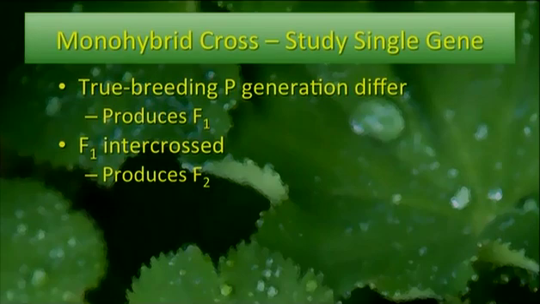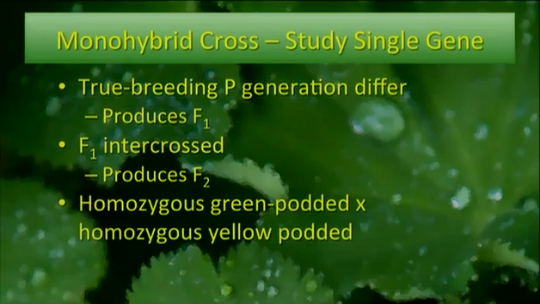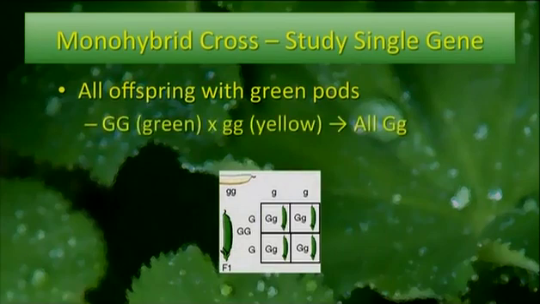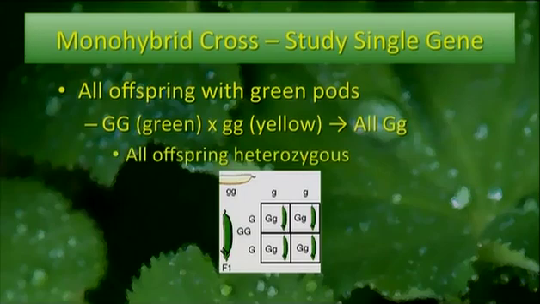If you had a homozygous green podded plant crossed with a homozygous yellow podded plant, and all their offspring had green pods, then you know that green is dominant and yellow, or lowercase g, is recessive. So all the F1 will have the big G, little g genotype. All offspring are heterozygous.